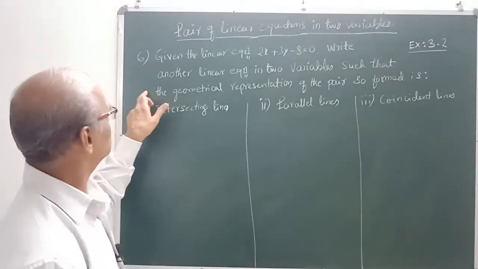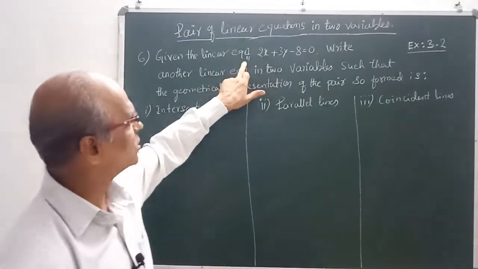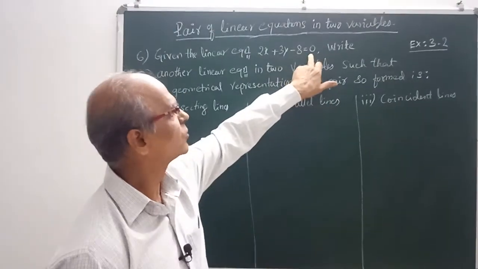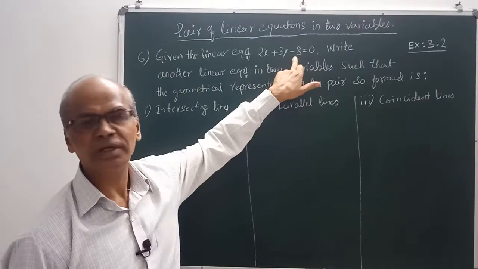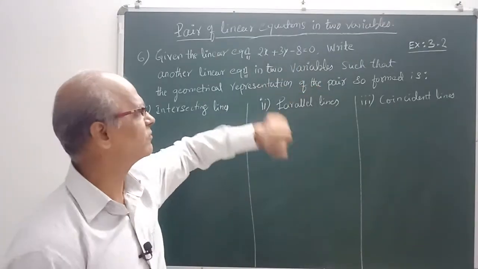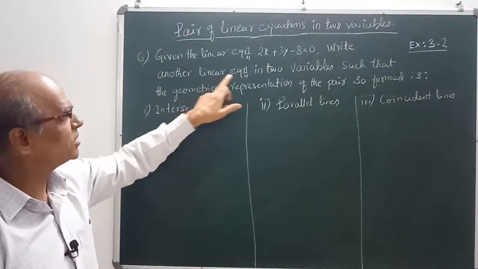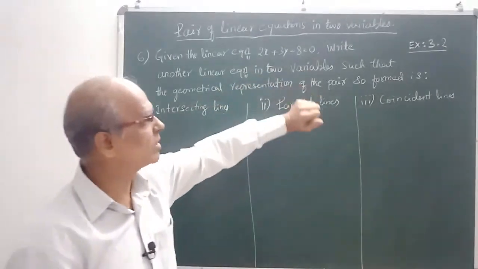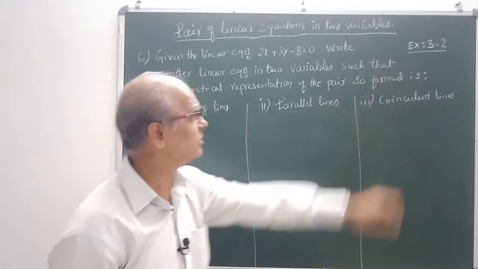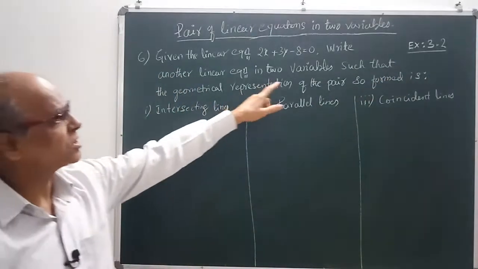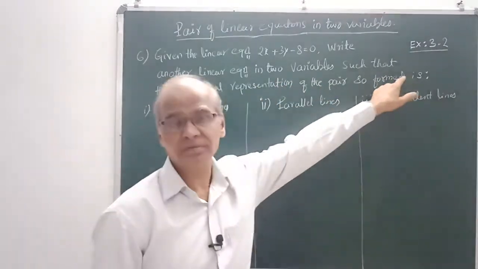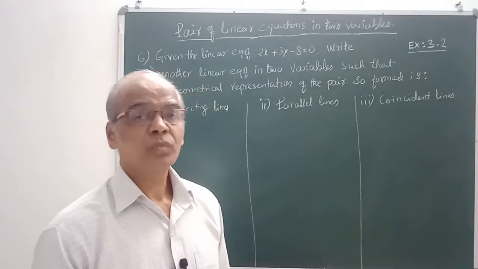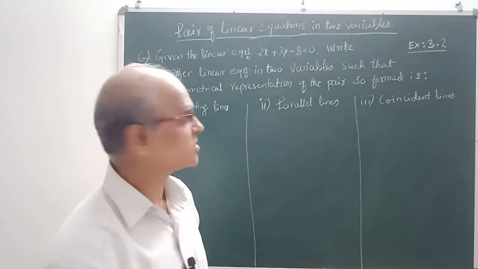What does the question say? Given the linear equation 2x plus 3y minus 8 is equal to 0. This is what is given. One of the linear equations is given. Write another linear equation in two variables such that the condition is given. The geometrical representation of the pair so formed is, one they have given, another linear equation we have to write. How will that linear equation be? Should be the second one.